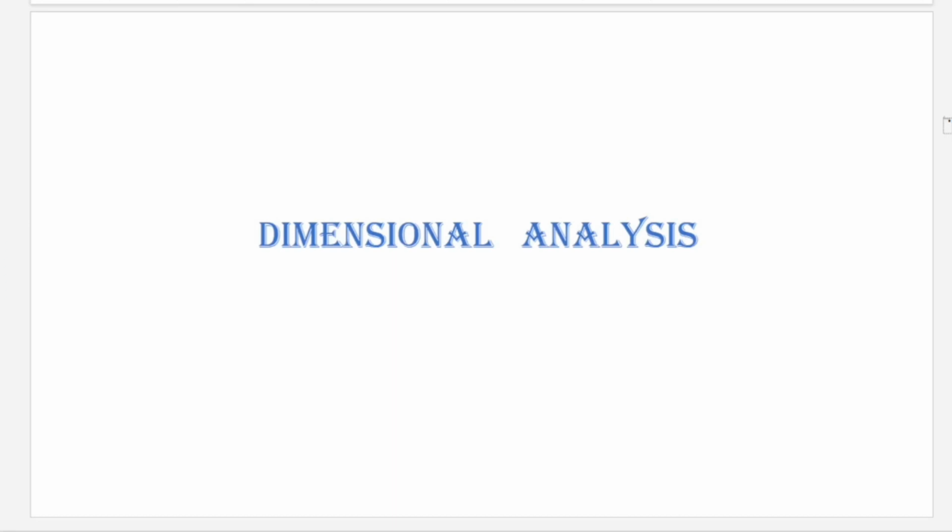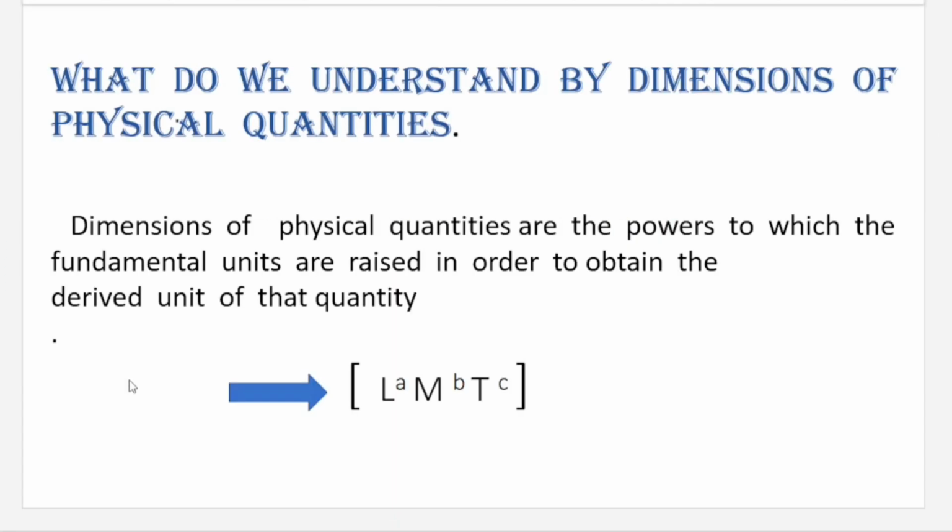Today we are going to learn the chapter Dimensional Analysis. So let's begin. What do we understand by dimensions of physical quantities? Dimensions of physical quantities are the powers to which the fundamental units are raised in order to obtain the derived unit of that quantity. For example, here the dimensions are A, B, and C on the fundamental units length, mass, and time. And this particular formula is known as dimensional formula.